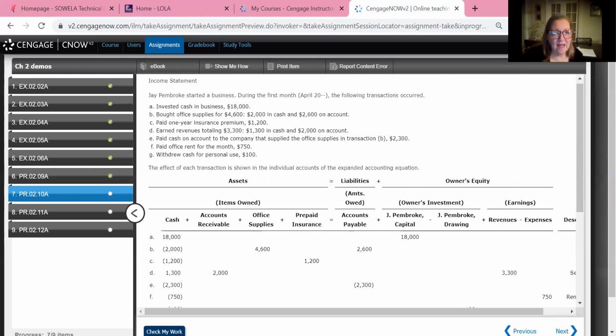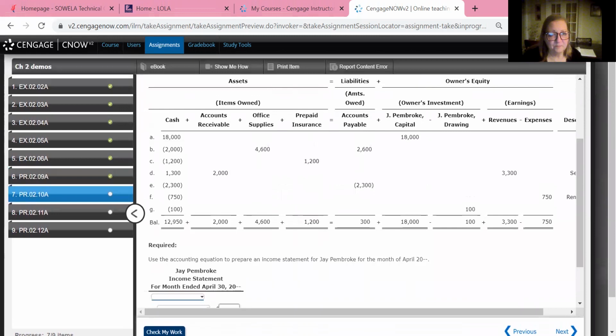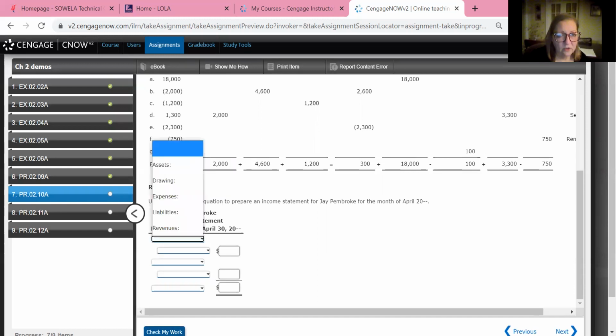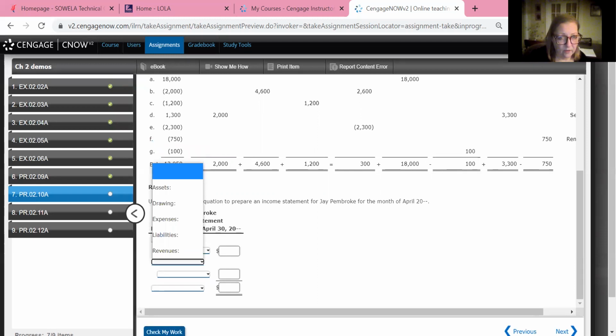So for 10A, what they did is they showed you what we've already done. And they said, now use that to build this income statement. So that's what we're about to do. We're going to pull from that the ones that affect the income statement. So for an income statement, you always put the company name, and then under that, the words income statement, and then for the month end, or if it's a year, for the year end, and the date the year ends. And you start out with a heading that says revenues. And then for the expenses, you're going to have a heading that says expenses. So let's go ahead and put that in there.